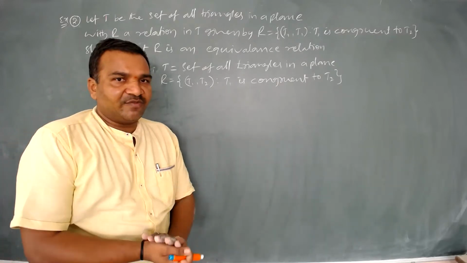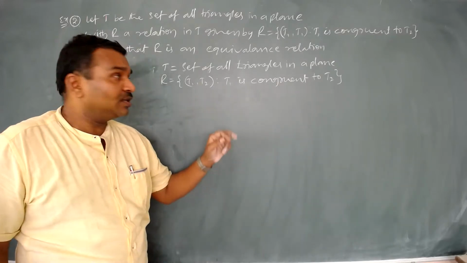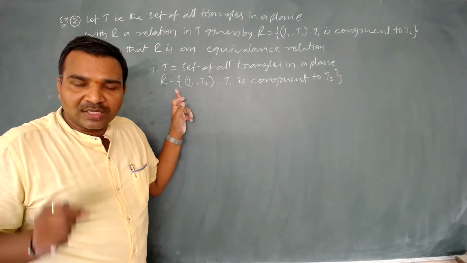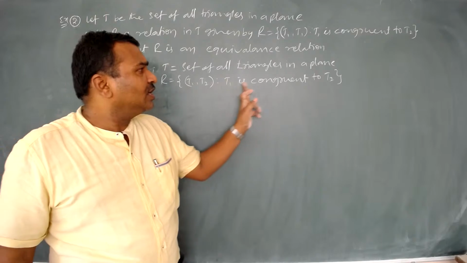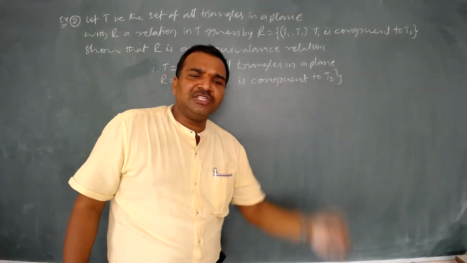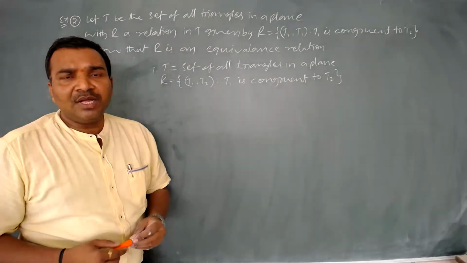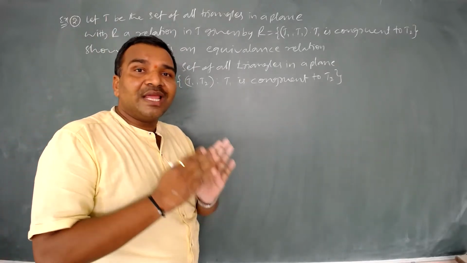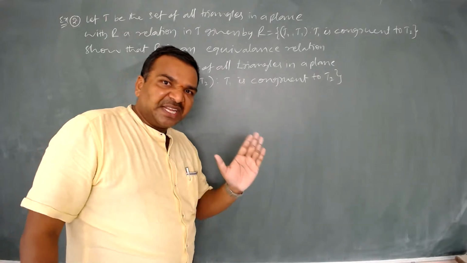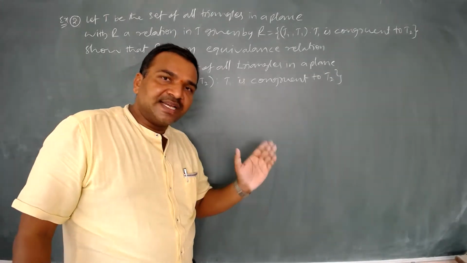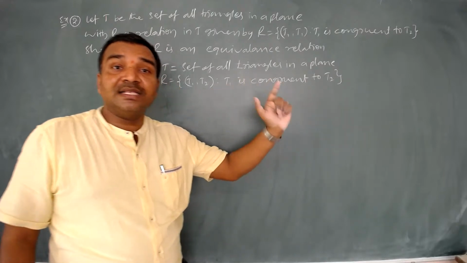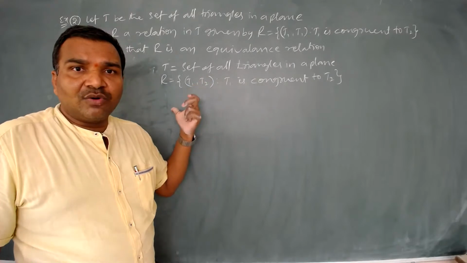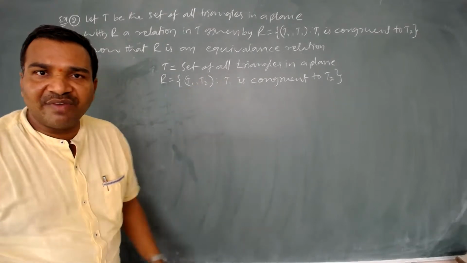Now try to understand it. First of all, see here. What is the element here? T1 comma T2 belongs to R. This is the element. What is the condition? T1 is congruent to T2. Actually, what are congruent triangles? The corresponding sides and corresponding angles are equal. Corresponding angles are equal. Corresponding sides are also equal. Then the two triangles are said to be congruent triangles. We have to prove that this relation is an equivalence relation.